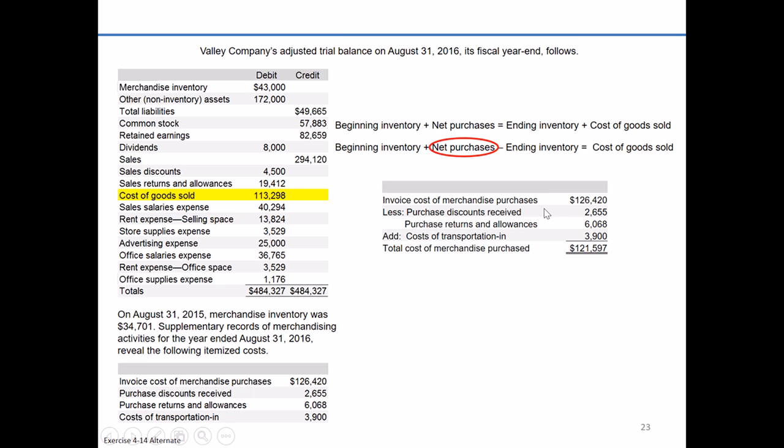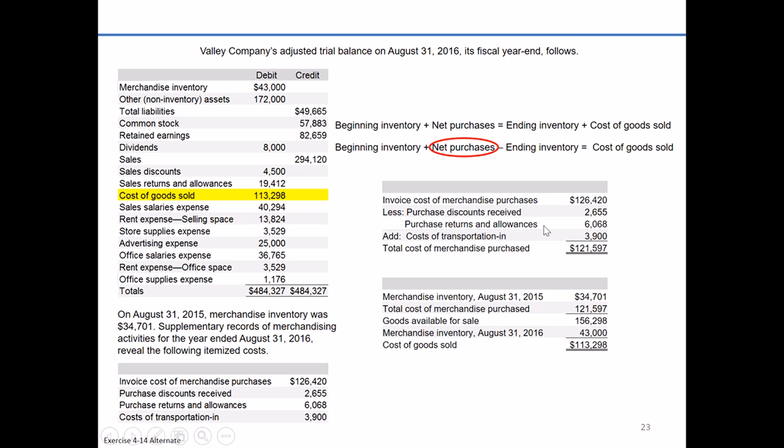So 126,420 minus 2,655 minus 6,068 plus 3,900 equals an overall net purchase cost of 121,597. Now I have all the figures on my left in my formula to make sure I arrive at the same cost of goods sold.